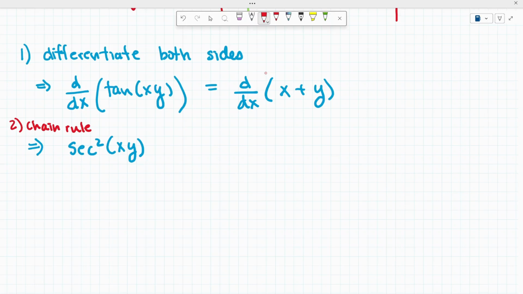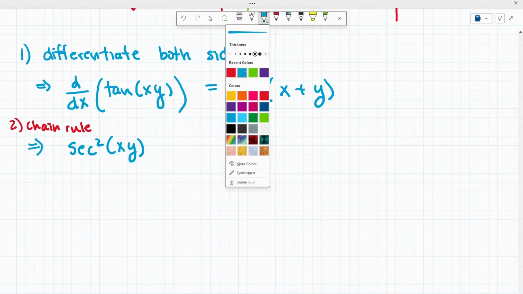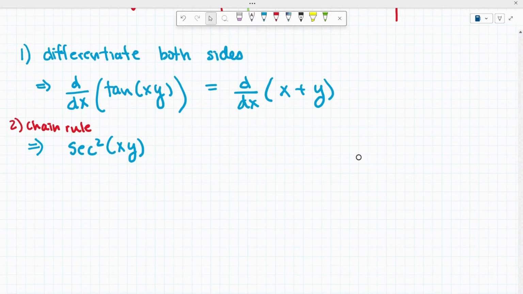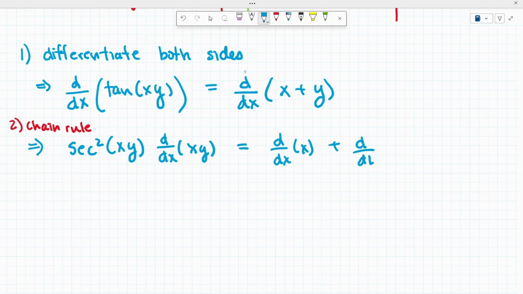We're going to take essentially the derivative of the outside here, and now we're going to apply chain rule and take the derivative of the inside, so that we have d over dx of x times y. And then here we can split this up, so we've got the derivative of x, so d over dx of x, and then plus d over dx of y.